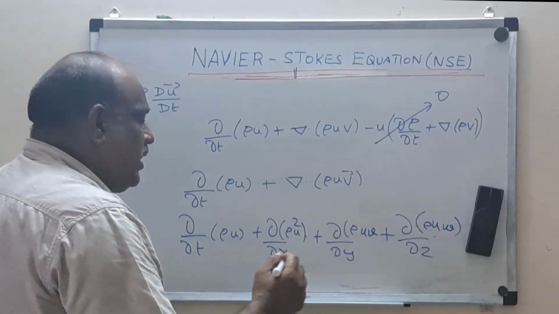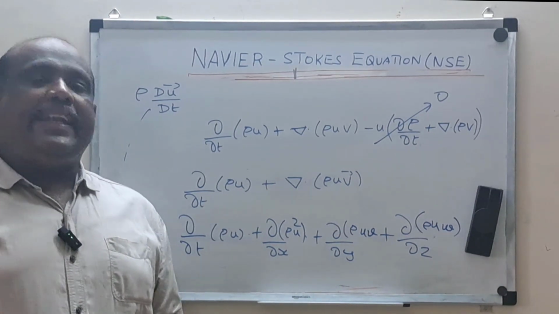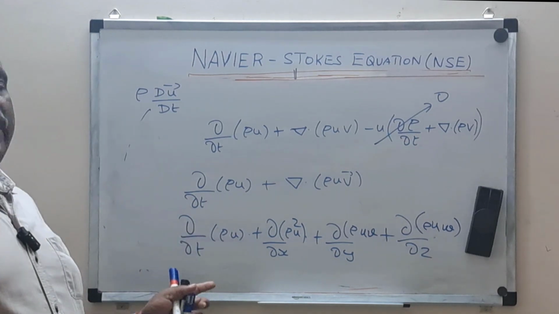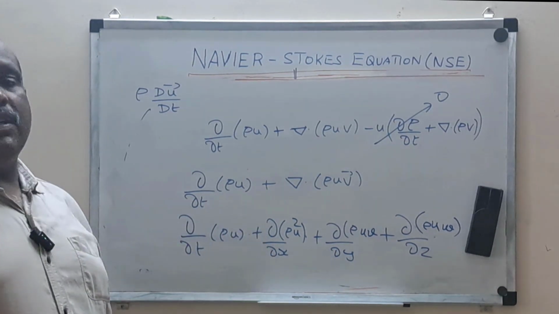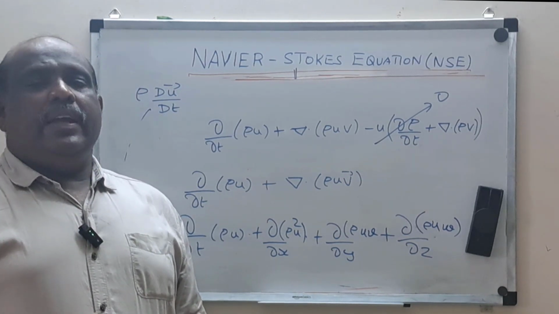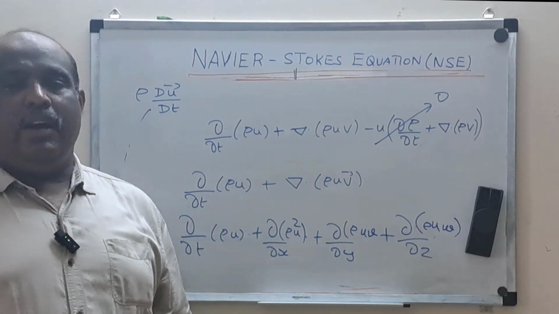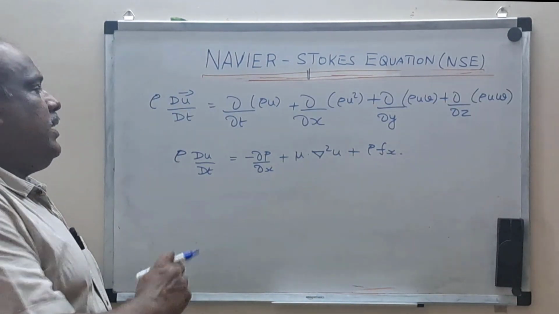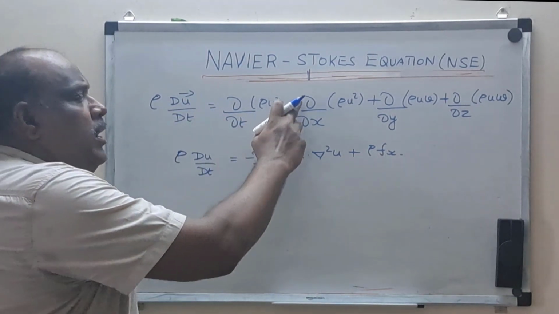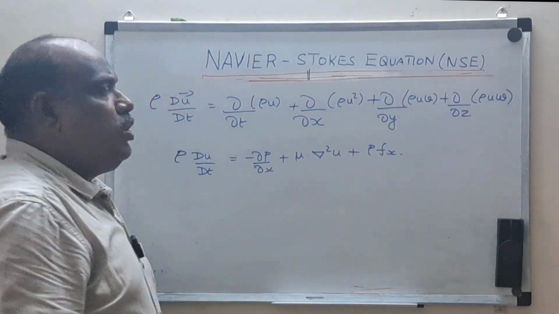So now the left hand side becomes like this. Instead of writing ρ du/dt, I can write ∂/∂t of ρu plus ∂/∂x of ρu squared plus ∂/∂y of ρuv plus ∂/∂z of ρuw, which will be equal to the corresponding RHS. So now we have established the LHS ρ du/dt as ∂/∂t of ρu plus ∂/∂x of ρu squared plus ∂/∂y of ρuv plus ∂/∂z of ρuw.